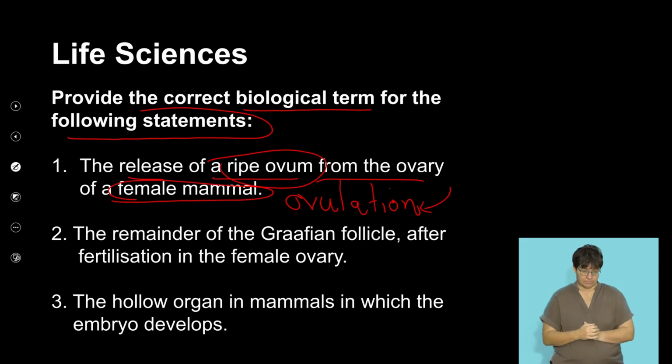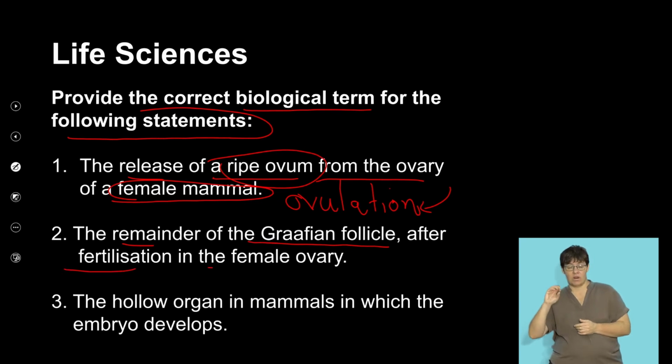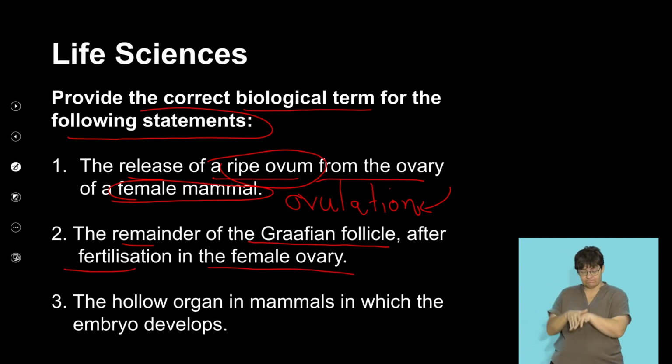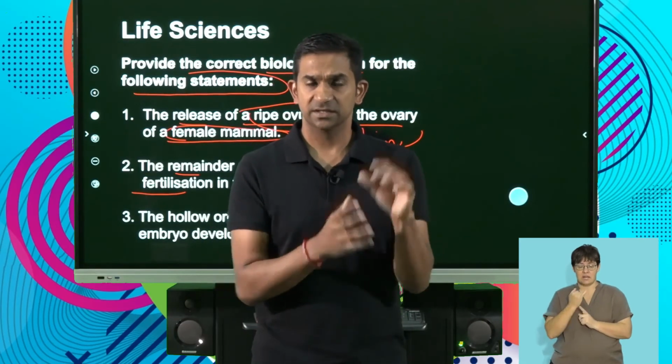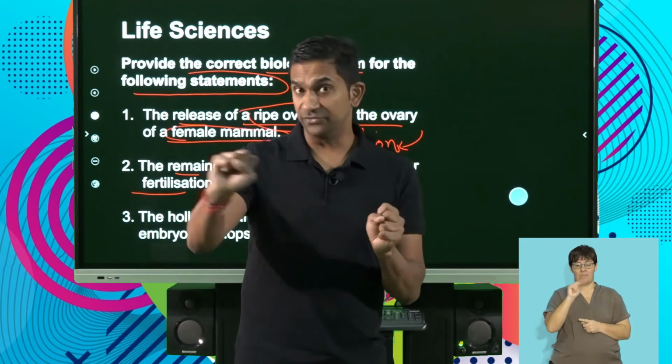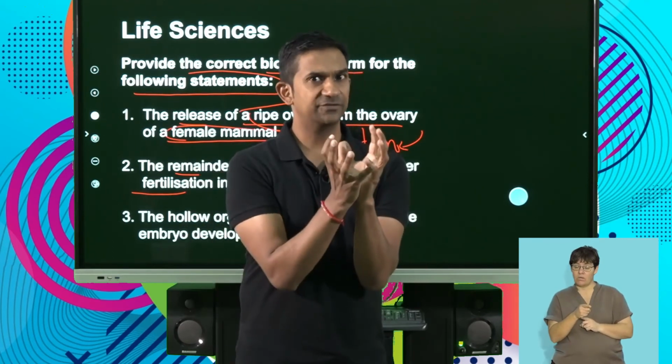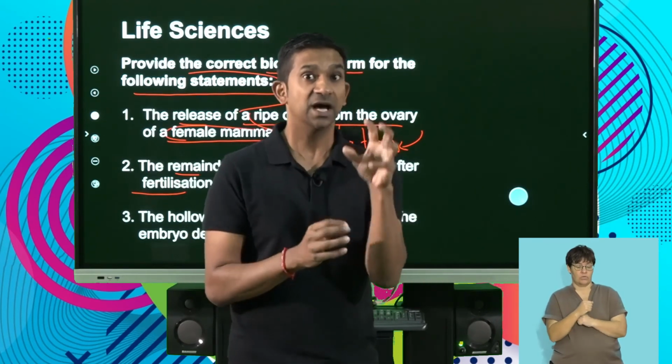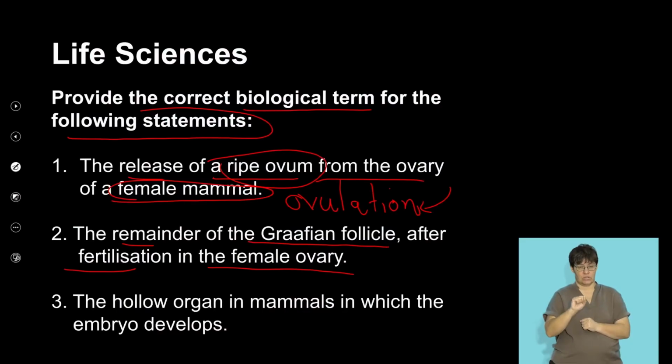The next question, the remainder of the Graafian follicle after fertilization in the female ovary. So what happens after fertilization is that when ovulation occurs, the Graafian follicle ruptures and then an ovum is released. But we know that that Graafian follicle then becomes a structure known as the corpus luteum. So the corpus luteum is what's remaining, or the new structure that is formed after the process of ovulation. So the answer to that would be the corpus luteum.